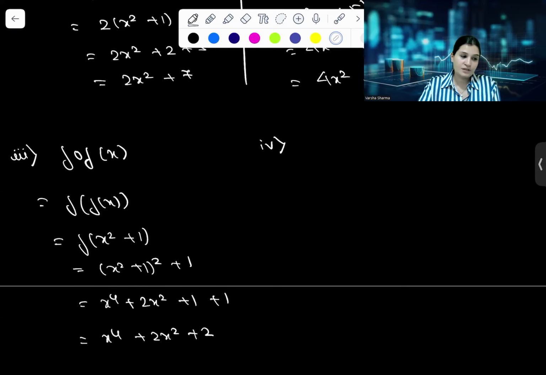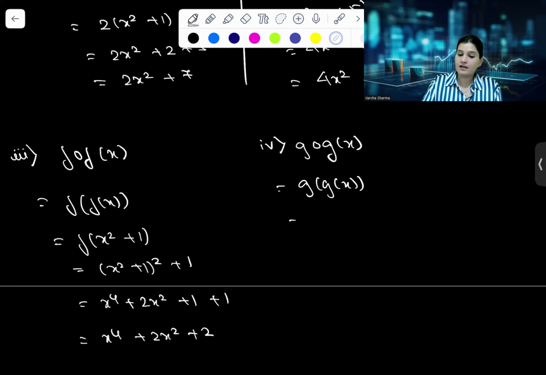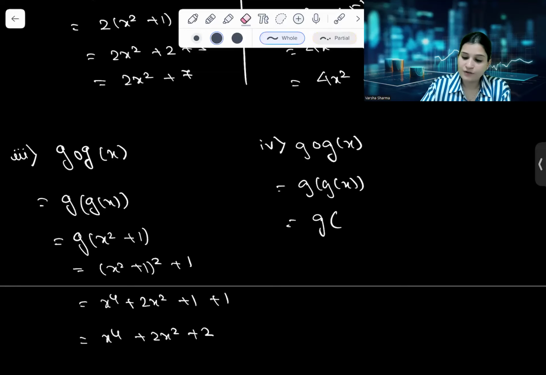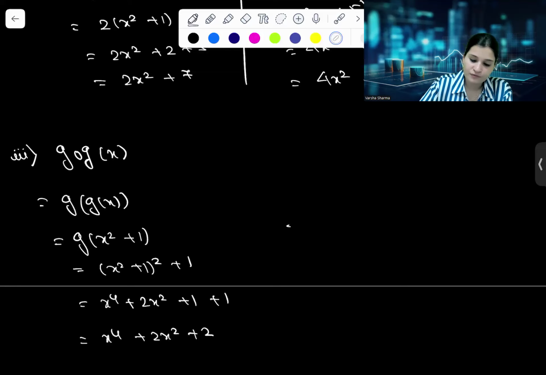Number 4, g composite g. So g(x), g(x) is x square. I did wrong. So this was g. I used the wrong formula. Why didn't you all tell me? I used the wrong formula.